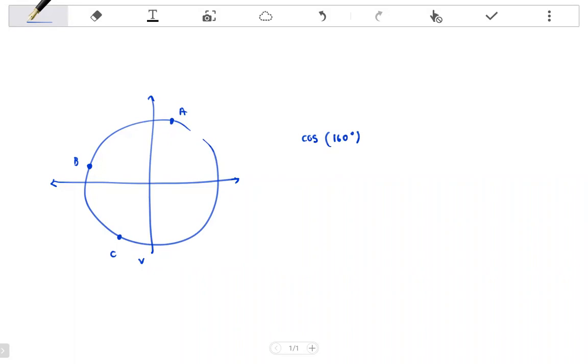이건 설린이가 해볼래? Is it x coordinates of point B? X coordinate of point B. Okay, let's see. 160 degrees is around there, so it is point B. And since we're searching for cosine, it is the x coordinate. Good job.